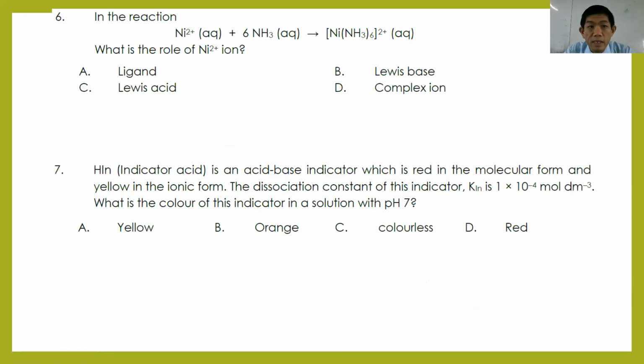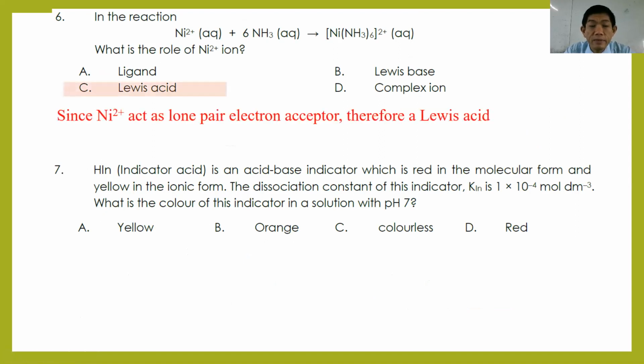Then we go to number 6. In the reaction, Ni2+ plus 6 NH3 gives Ni(NH3)6 2+. So what is the role of the Ni2+? It seems that Ni2+ accepts the electron pair from the ammonia, hence forms the complex. Therefore, nickel in here acts as a Lewis acid. Okay.